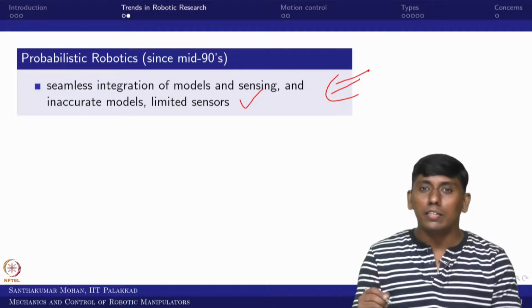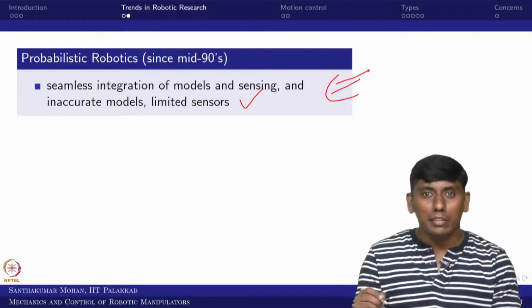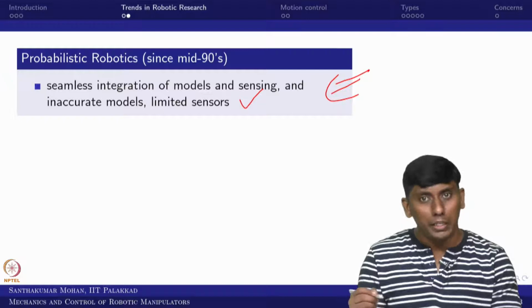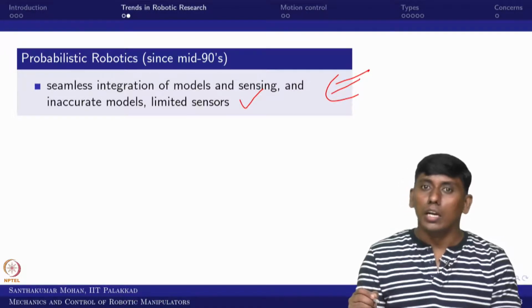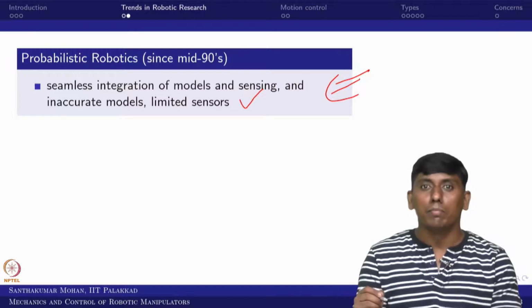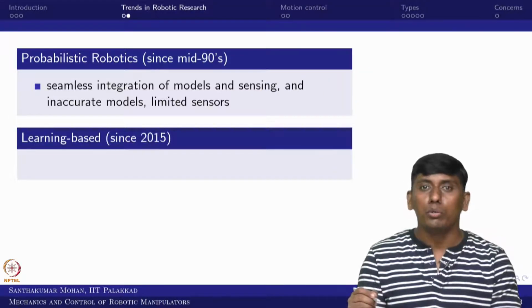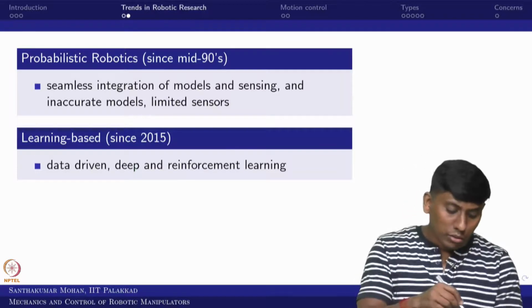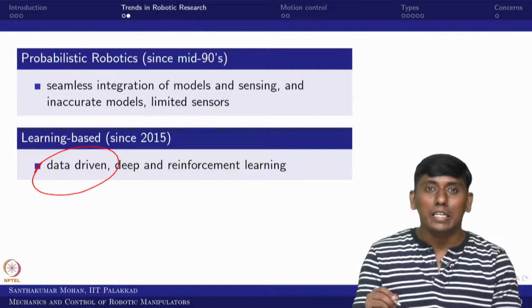In modern days, data-driven models have come, which are regression based or learning based. This actually changed the entire robotic community, including manipulators, by bringing learning-based control. The learning-based control, either reinforcement learning or deep learning, purely depends on what you call a data-driven model. So this is one deep insight.